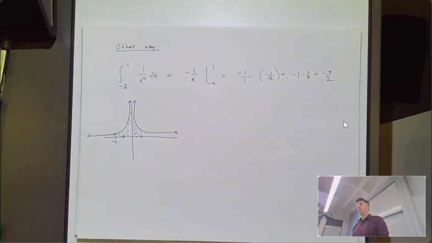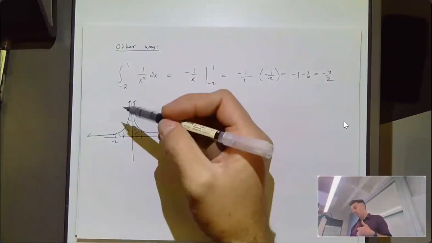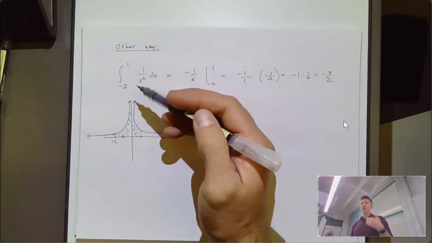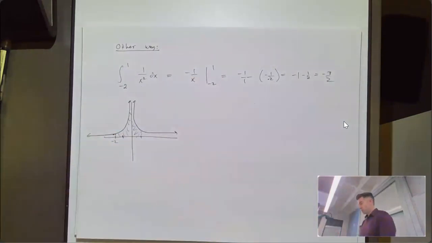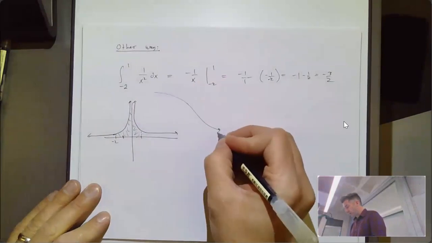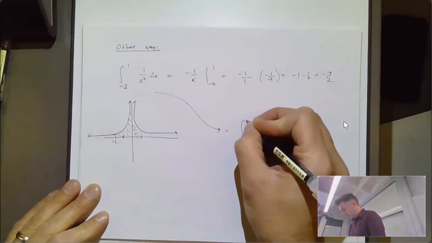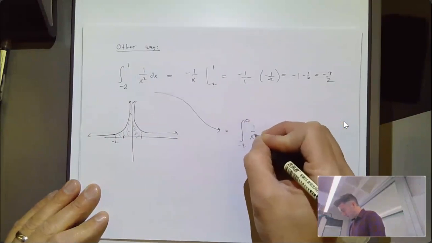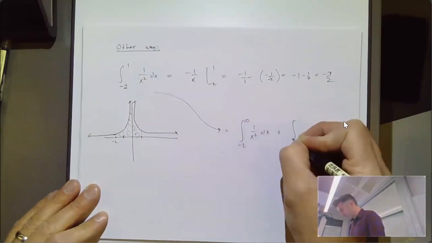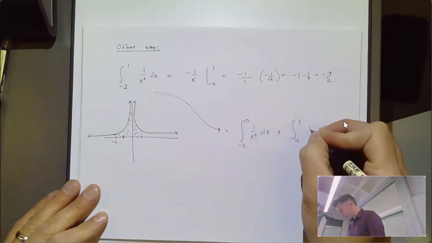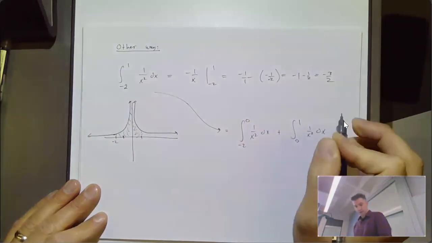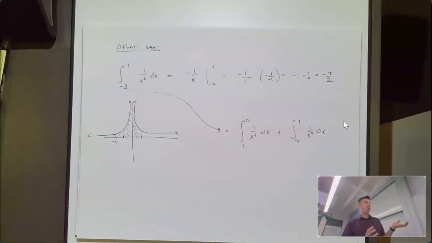That's a problem. So I need to break this integral up into pieces so that my problem point, which is where it's undefined, is one of my limits of integration. So we're going to break this up as the integral from -2 to 0 of 1 over x squared plus the integral from 0 to 1 of 1 over x squared. And just like before, I would encourage you to do it one piece at a time, because maybe one of them is going to diverge.